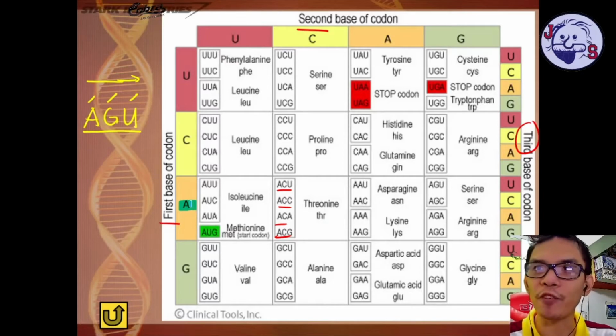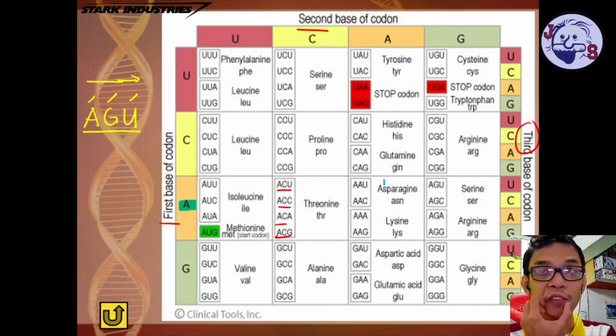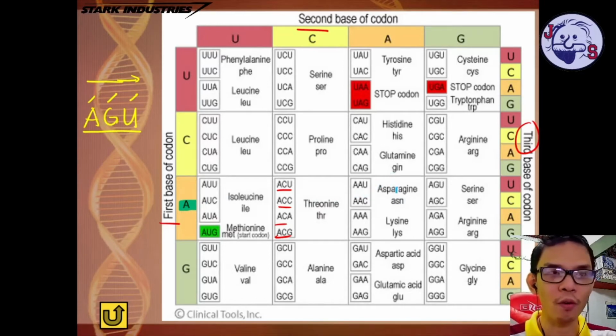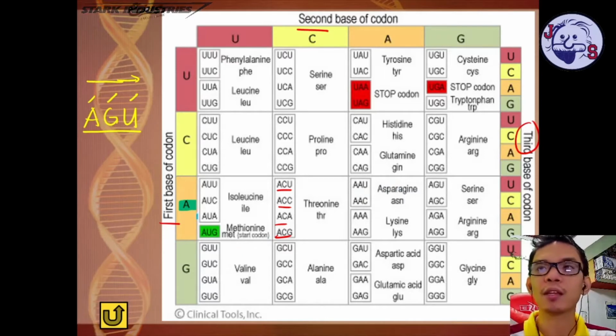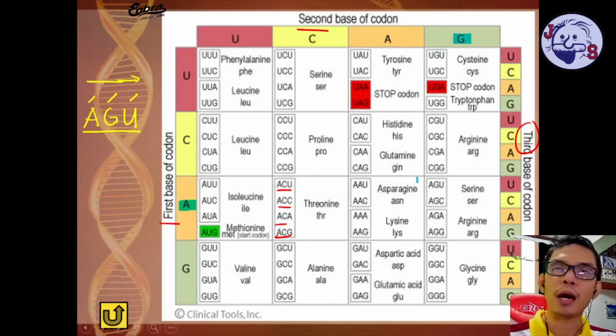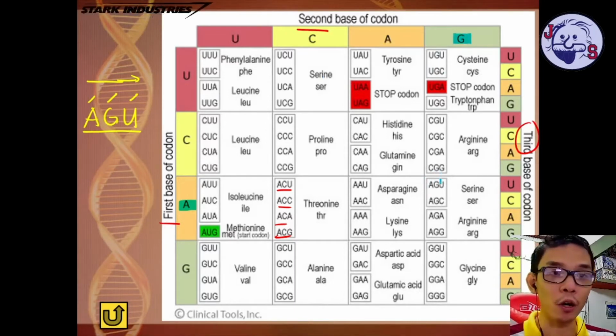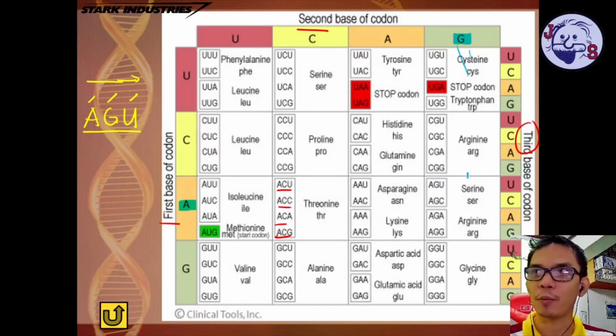So, meaning to say, the first base will determine what row you are going to locate your amino acid. Next one, the second base was G. The second base determines what column your amino acid is located in, in the column that you have over here.